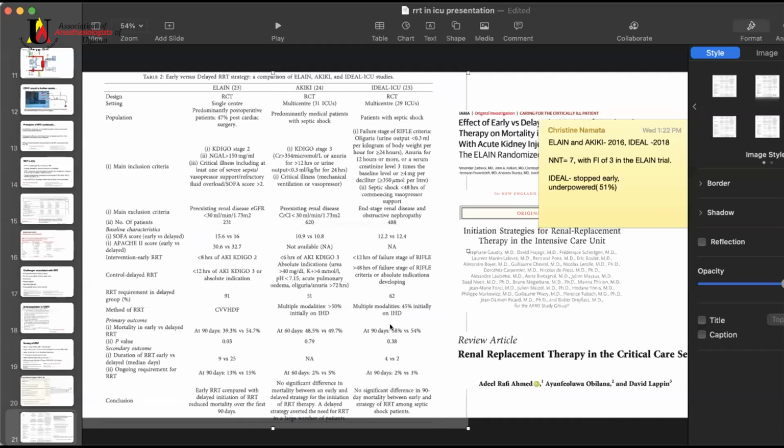So that tells you that if someone gets severe AKI in the ICU, as long as there is no absolute indication to start dialysis, like a life-threatening thing, it is okay to wait at least up to 72 hours. However, the IDEAL-ICU study was stopped early.